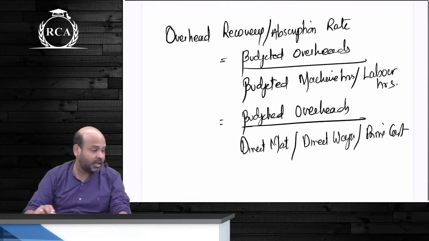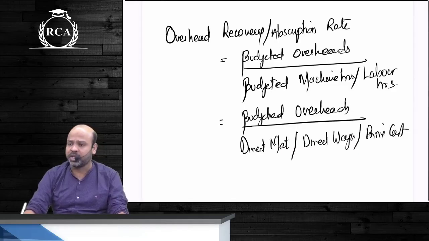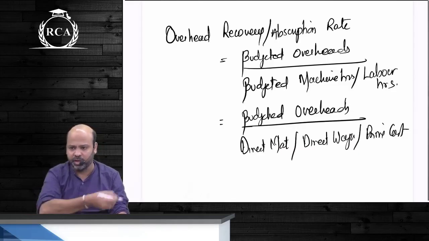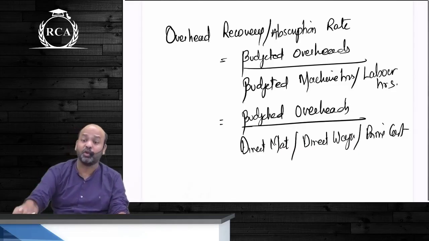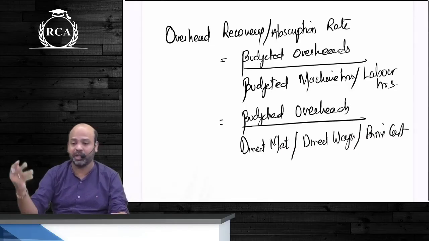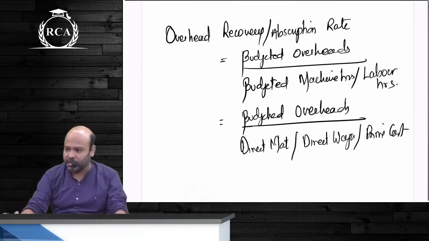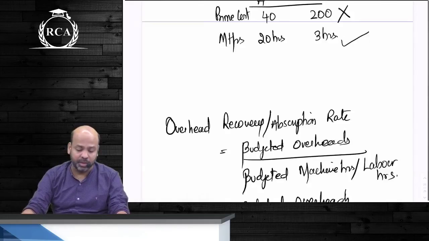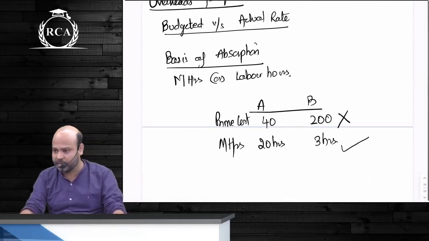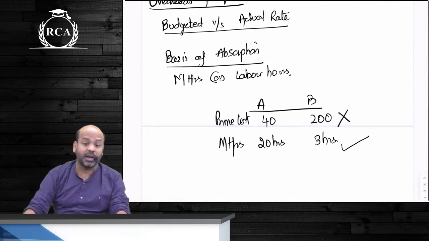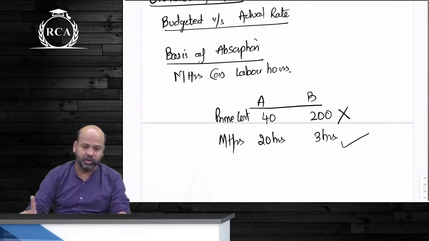But for us, if nothing is given, our first answer should always be based on machine hours or labor hours. That is why all the questions that you did so far guys, they've asked us to compute overhead rate per labor hour or per hour. You've divided it by number of working hours, or number of labor hours or machine hours. Is that clear? So first point, overhead recovery is always based on budgeted data, not based on actual data.